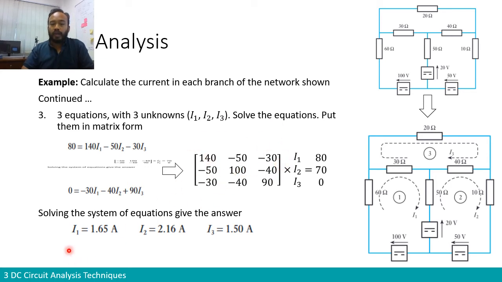So I'll let you solve it on your own. When you solve it, you would find that I1 equals 1.65 amps. So the current circulating as I1 is 1.65 amp, I2 is 2.16 amp and I3 equals 1.5 amp. But we have not finished yet.